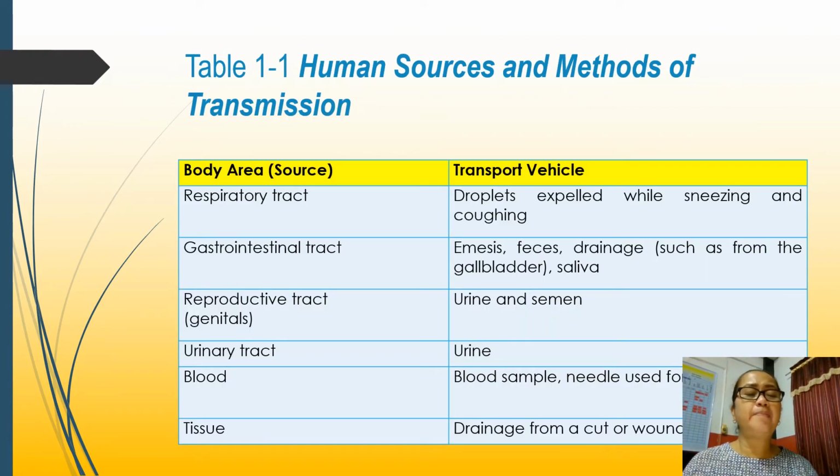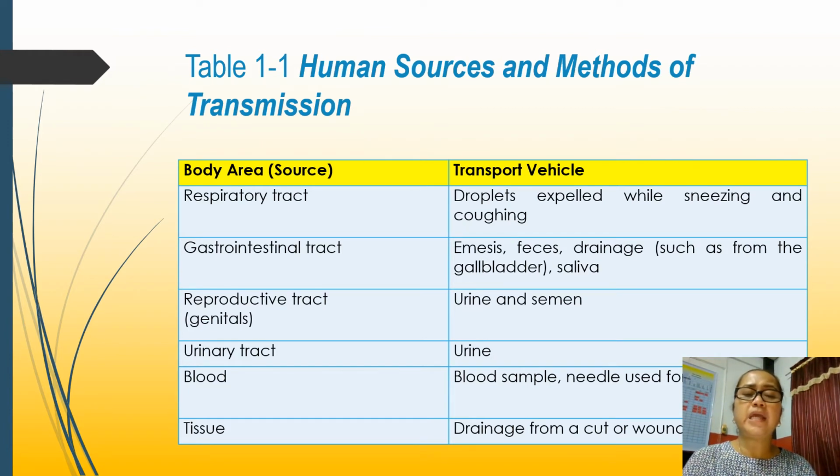So I have here the table, and I guess you have it in your handouts. Human sources and methods of transmission. We have there your body areas. Respiratory tract, transport vehicle, your droplets, expelled while sneezing and coughing. Respiratory tract, from your nose to your lungs. Gastrointestinal tract, from your mouth to your anus. You have your emesis. What do you mean by emesis? Emesis means your vomit. We have also the feces, of course. It is hereditary, so you have to protect yourself.